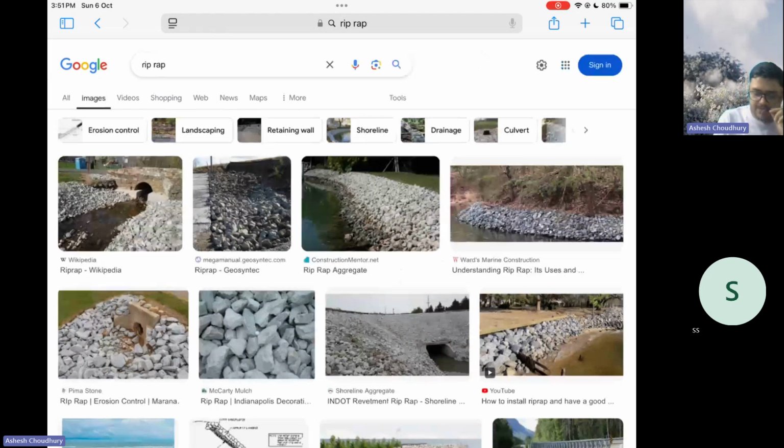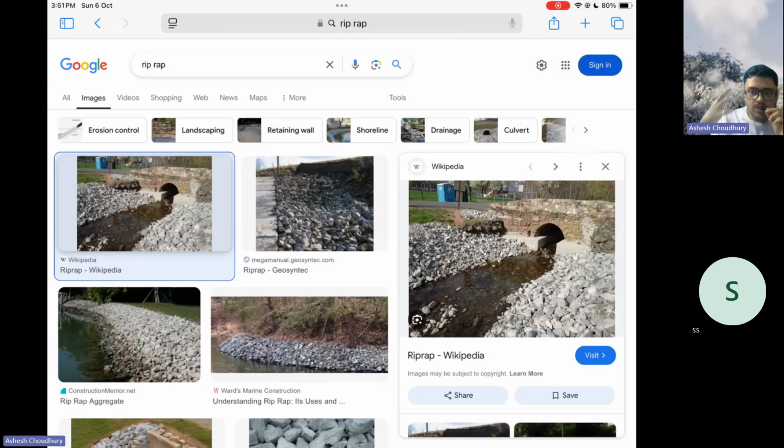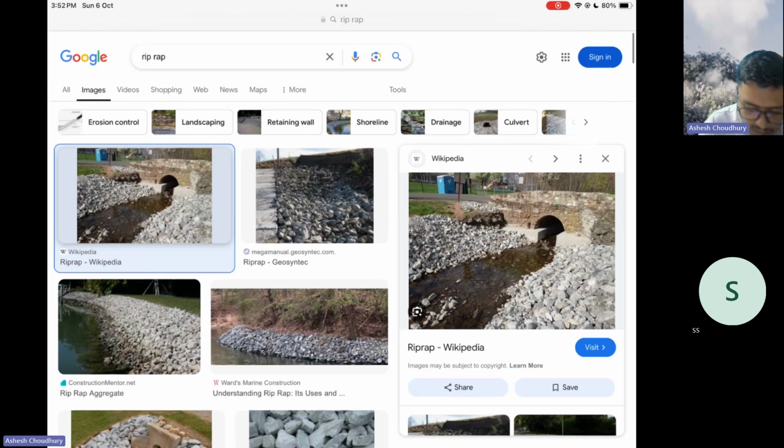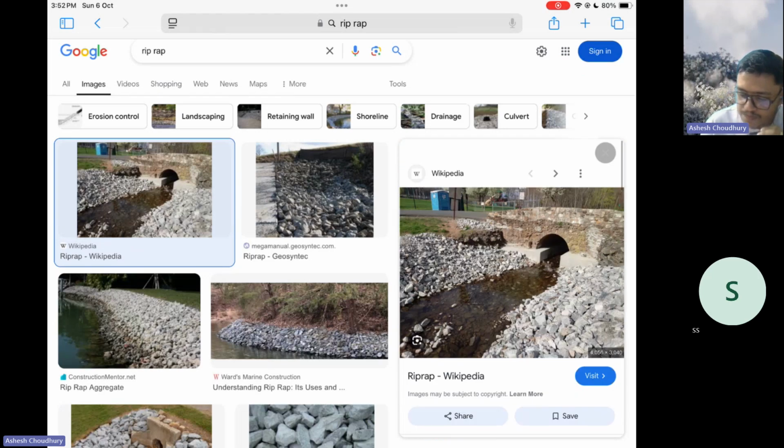These are ripraps. Ripraps are nothing but graded large size boulders, or these angular large size boulders that are placed along the coast, or along the river banks to prevent the erosion of the virgin soil that is present there. So you can see a small river that is flowing. This is a Wikipedia image. You can see here a small river that is flowing, right?